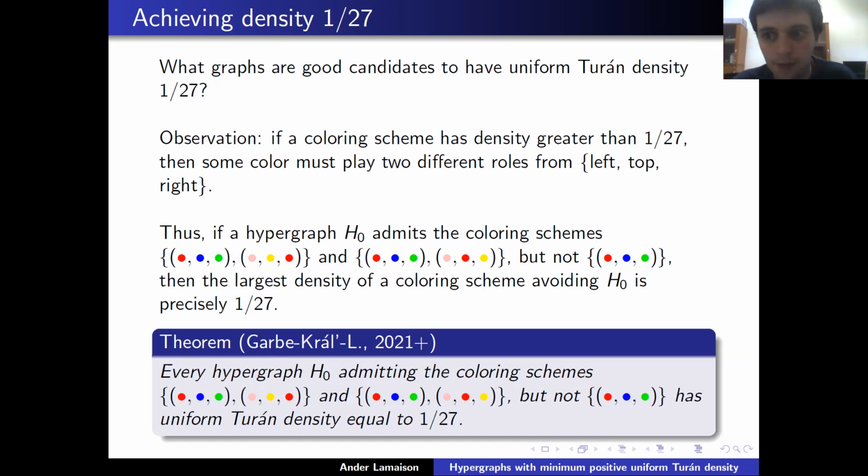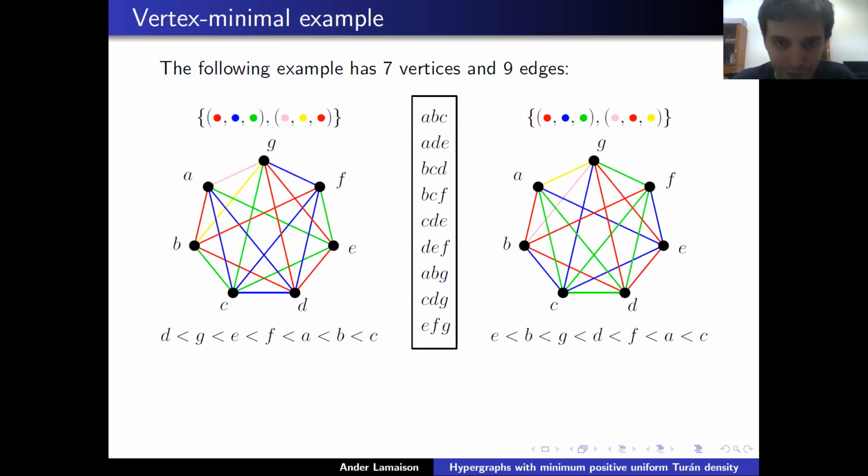one can just check by computer and look for hypergraphs that have this property, and indeed you start finding them precisely at 7 vertices. And at 7 vertices, in fact, there are 9 of them. So suddenly at 7 vertices, you start finding many of them. So here is an example, one that has 7 vertices and 9 edges. And you can see that it admits these two coloring schemes.